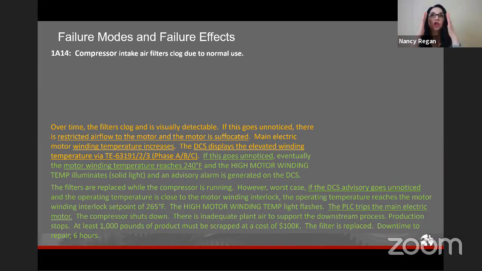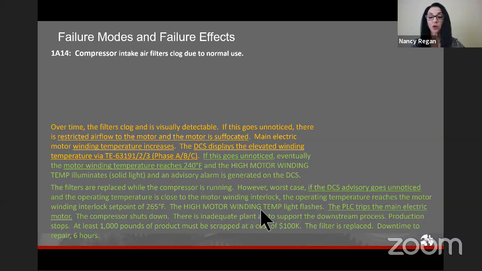So this is a nice clue. This clues us in and reminds everyone that we don't have to actually shut down the process to replace the filters. However, worst case, if the DCS advisory goes unnoticed and the operating temperature is close to the motor winding interlock, then the operating temperature reaches the motor winding interlock set point of 265 degrees.